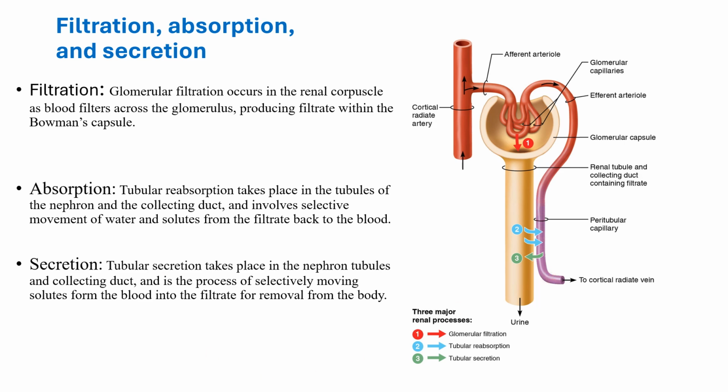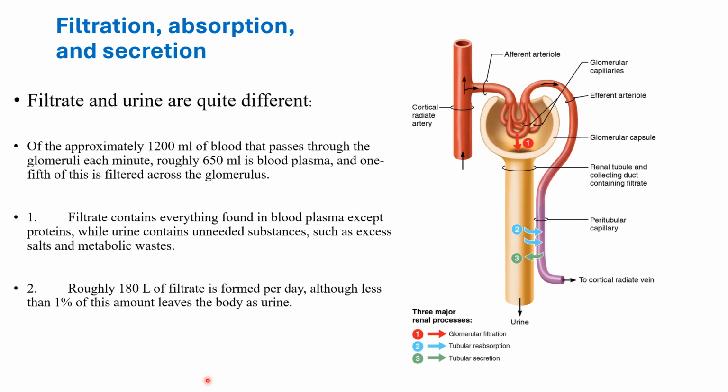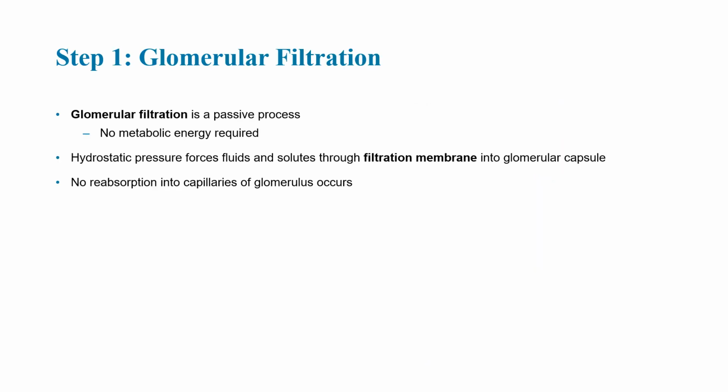alongside the tubules. The composition of the filtrate and the urine is very different, because the filtrate is almost everything other than the proteins in the plasma, whereas the urine only contains the unneeded substances, the excess salt and the metabolic waste. How is that done? Because of absorption and secretion, the composition of the filtrate is changed. Now let's go over these processes in detail.